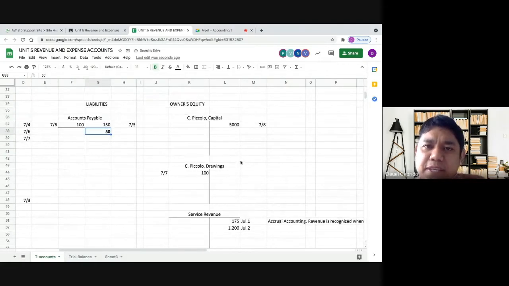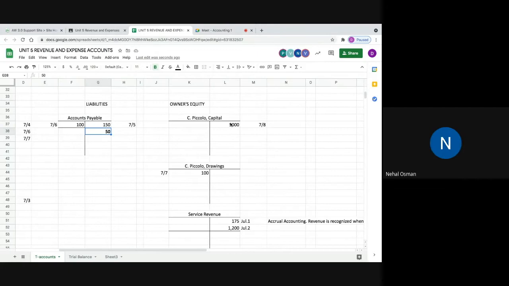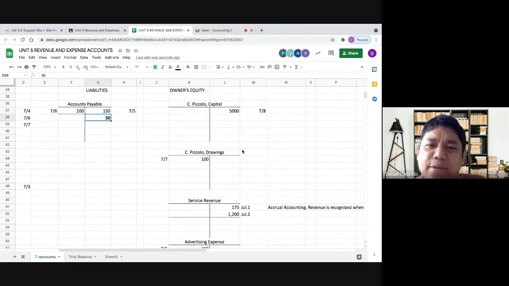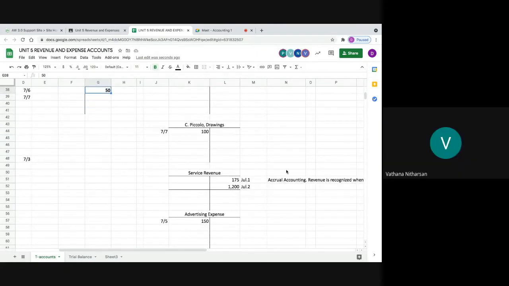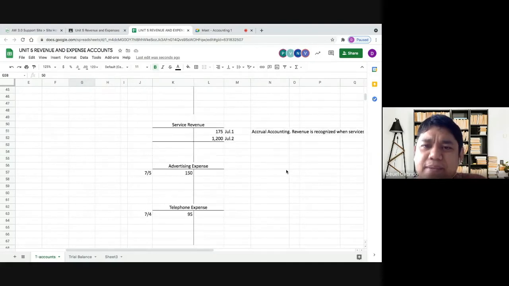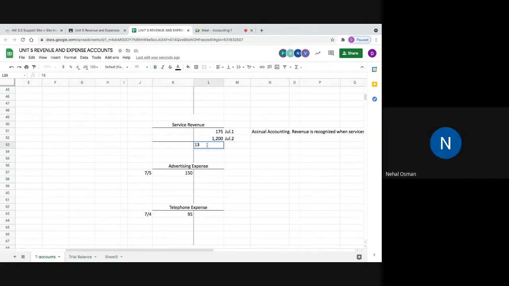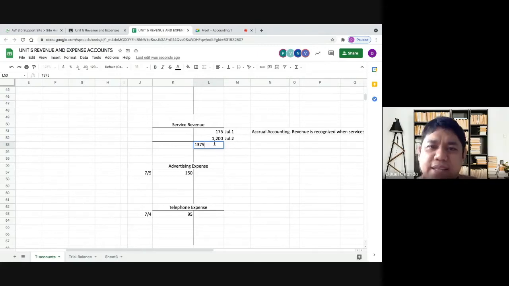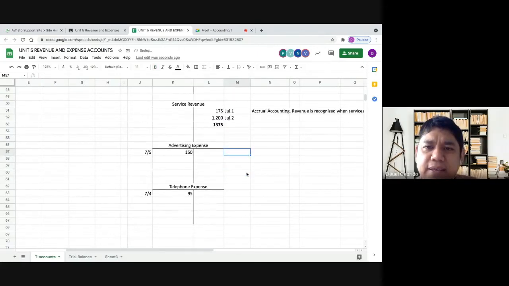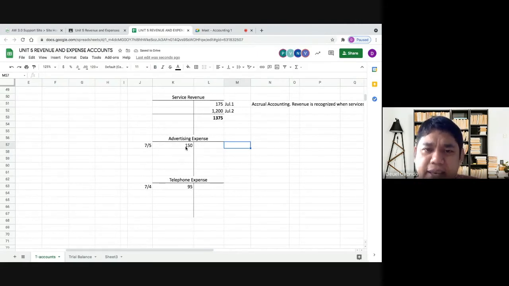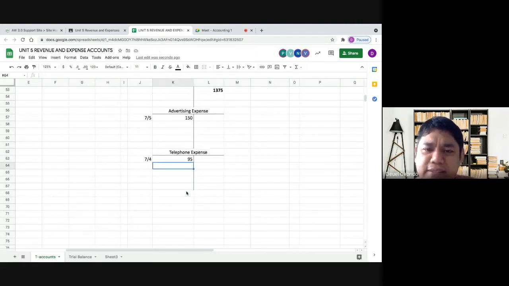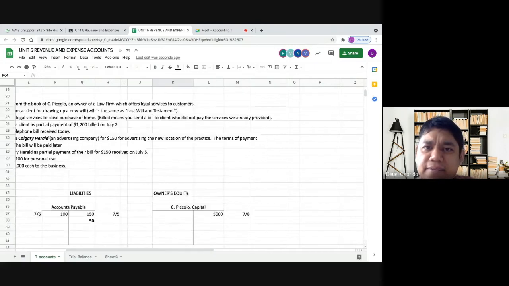Do we have to change the capital here? No, same. What about drawings? Same. Revenue: this plus this. How much is the total revenue that we have? It's easy, 1,375. That is our new balance. Let's go now to advertising, same. Telephone, same. Anything else? I think that's all, right?